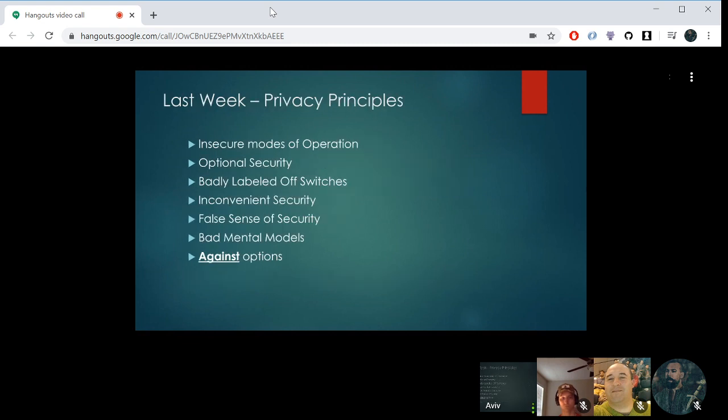Just a reminder of what we talked about last week. When we talked about privacy principles, we discussed how there are some common recurring things you shouldn't do when you are trying to build privacy tools in anonymity networks. Those things include, for example, insecure modes of operation in your software, or optional security that someone might turn off and never turn back on, or badly labeled off switches such that the person doesn't know that they're not using a very critical privacy feature.